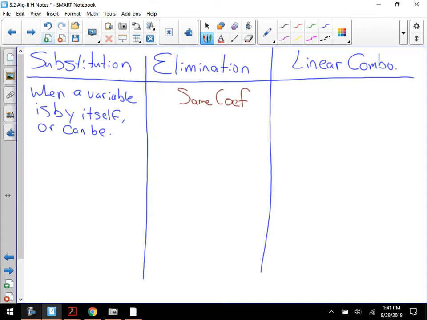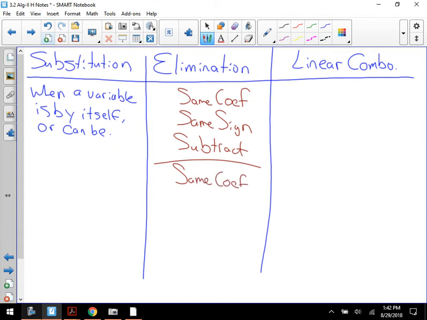So if you have the same coefficient with the same sign, like 2x and 2x, if I subtract them, they would eliminate. And if you have 2x and negative 2x, the same coefficient with opposite signs, if I add those two together, I would be able to eliminate them. I'll show you examples of all this.